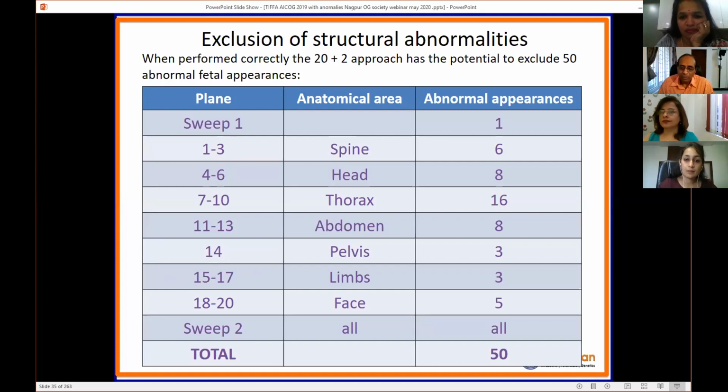So corpus callosum diagnosis can be missed at 18 to 20 weeks, but with very careful imaging, closer to 20 weeks, most of it you'll be able to find out. The partial ones may be difficult to find out.